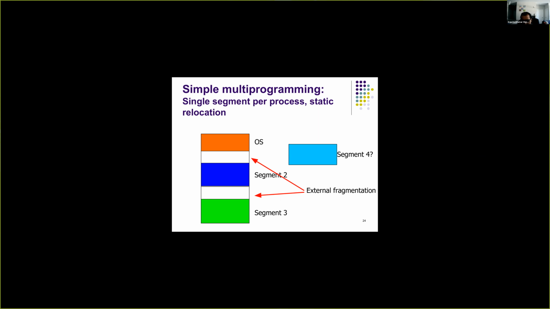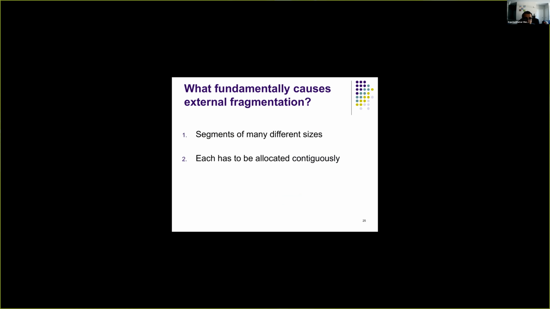The main reason for external fragmentation is that processes can have segments of different sizes. I can have segments of size 4 kilobytes, and another process can have segments of 2 kilobytes. The segments can be of different sizes, and each segment has to be allocated contiguously. That also leads to holes if a segment is not utilized fully. So in the next part, we will see how we can solve the problem of external fragmentation.